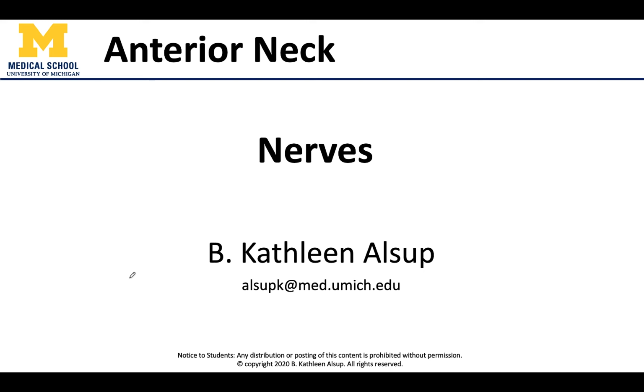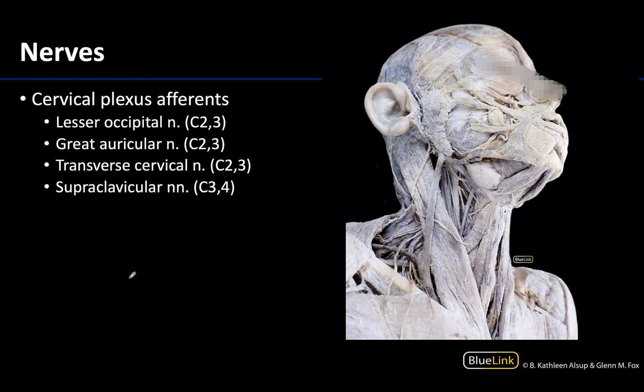Hello all, Dr. Alsop here, and I am very excited to discuss the nerves we need to be able to identify in this anterior neck session. Some of these nerves will derive from the cervical plexus, and some are cranial nerves, but all will have some role regarding structures in the anterior neck, so let's get started.